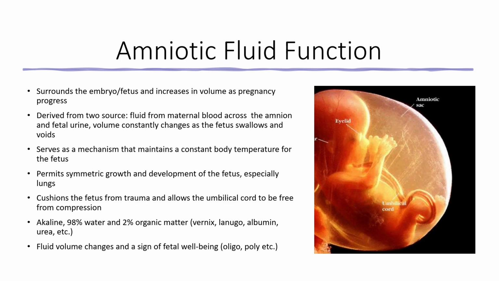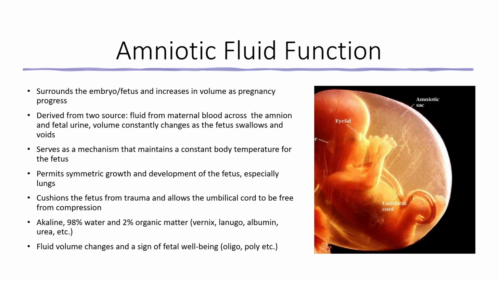Amniotic fluid is made of 90% water and 2% matter, which includes the vernix, the lanugo, albumin, urea, etc. It's alkaline. We will be talking about assessment of the actual rupture of membranes. When we talk about the membranes, we're talking about the actual amniotic sac.